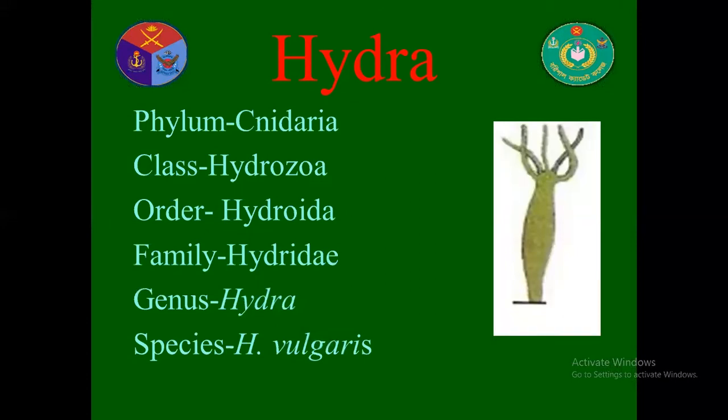When you study any animal, at first you need to learn their classification. Here is the classification of Hydra: phylum Cnidaria, class Hydrozoa, order Hydroida, family Hydridae, genus Hydra, and species Hydra vulgaris. You have to underline the genus, and also give a separate underline to the species: Hydra underline, and vulgaris also underline.